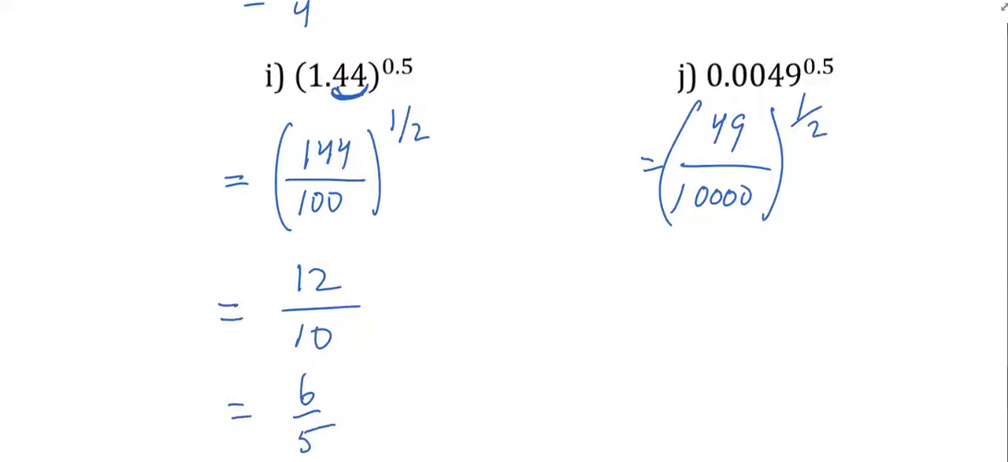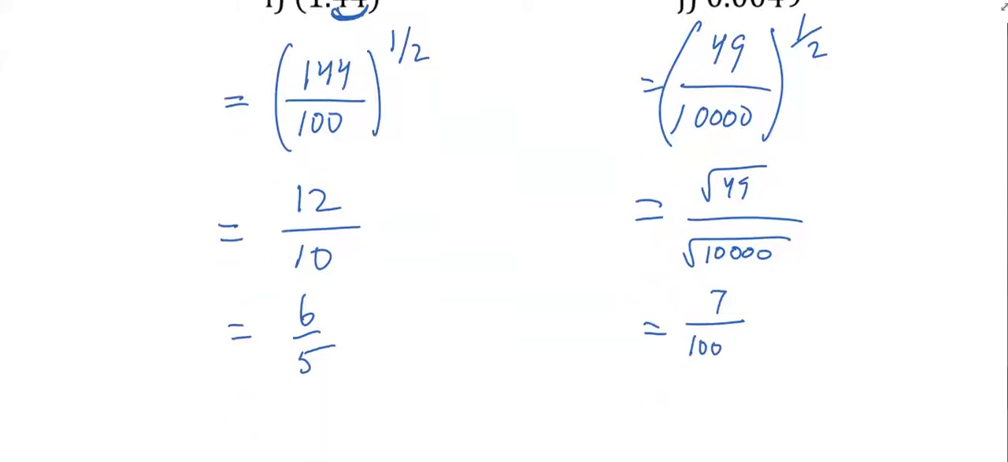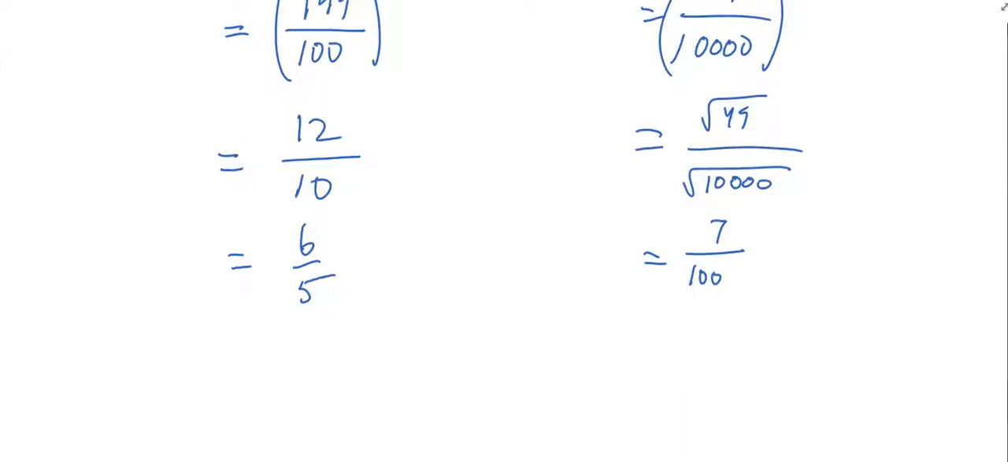To the 1/2, which is the square root of 49 over the square root of 10,000. You can do that on your calculator. Square root of 49? 7. Square root of 10,000? 100. Be careful. I would double check on your calculator because it's going to be one of those things. Is it 100? Is it 1,000? Is it 10,000? That kind of thing. And that's not reducible, so we're done.